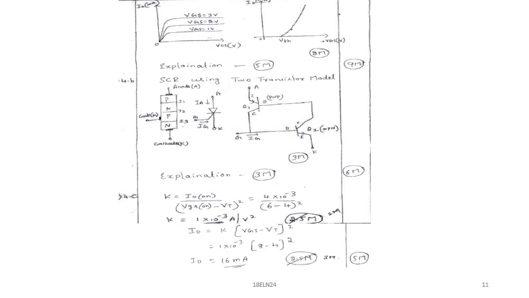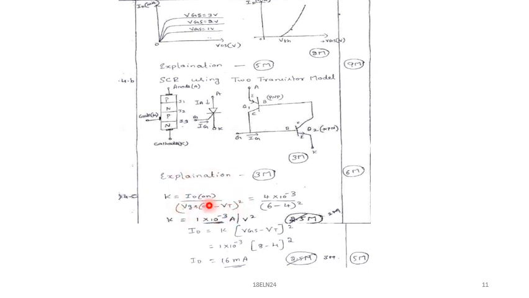SCR. SCR, you know that it is a silicon controlled rectifier. It is a 4-terminal device. So it can be explained by using a two transistor model. And so drain current calculation is here. First you need to find this constant here, because ID is equal to K into VGS minus VT whole square. So this is the equation. So first you find out K. The K is given by ID on divided by VGS on minus VT whole square. So this is the equation for K.